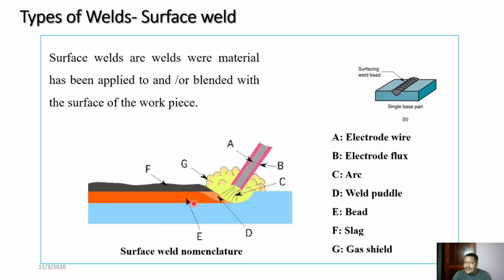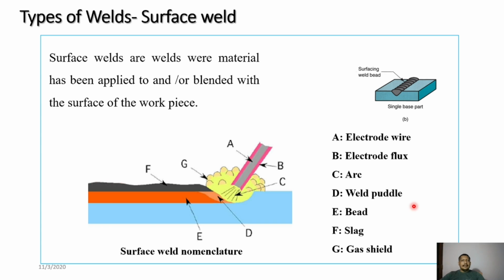Then once the weld is performed, the top layer of the weld we call the bead, and any impurities present over here or in the atmosphere will normally float on the surface of the bead. We call it slag. I hope you remember that by using a chipping hammer you have removed the slag which is deposited on the top of the weld.